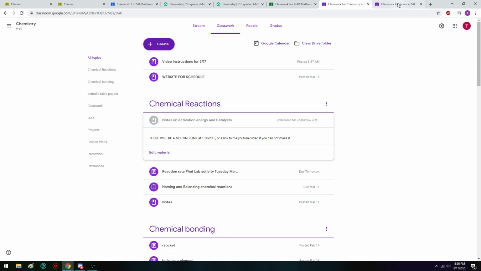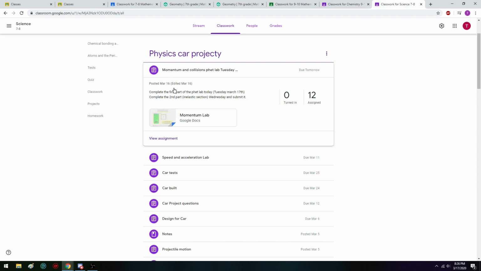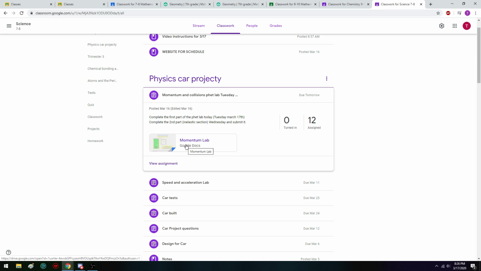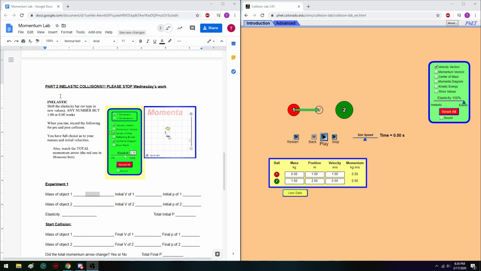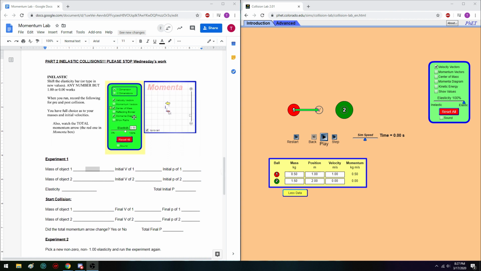And lastly, I want to talk about the 7-8 science class with day 2 of the Momentum Lab. So for today, you guys will be working on the inelasticity of hits. That's when things start to not bounce anymore. So what you do is you're supposed to shift the elasticity bar right here, and we're going to change this number by sliding this to see what happens with elastic compared to inelastic collisions.